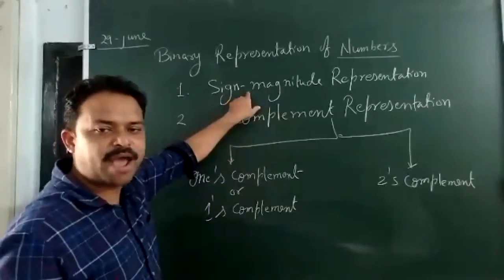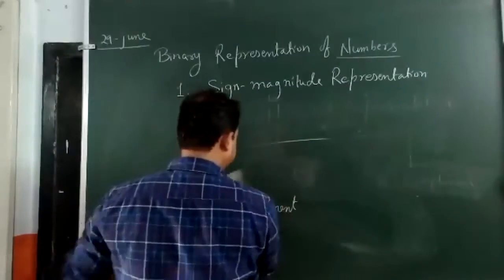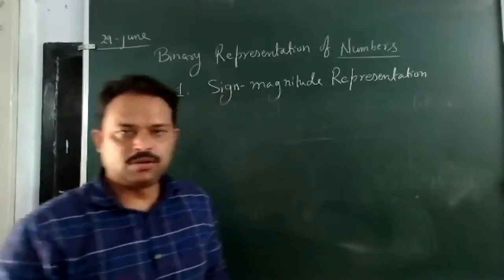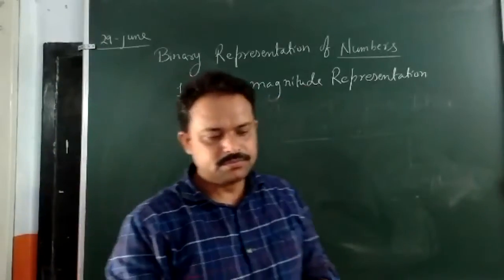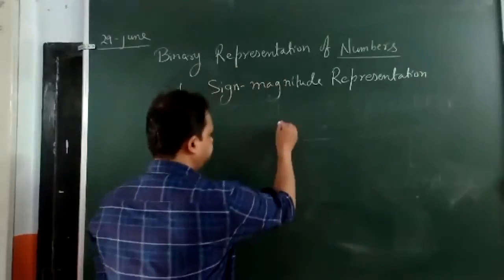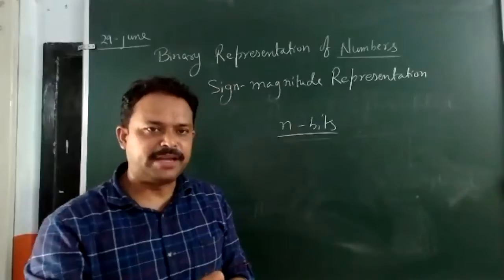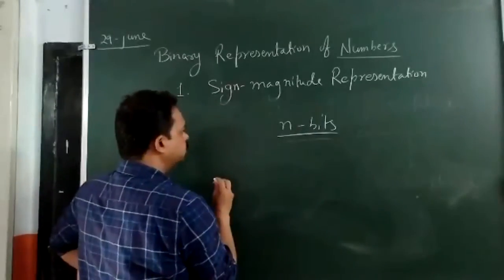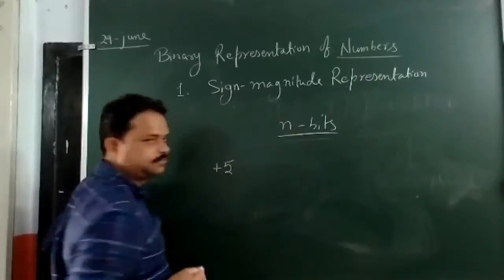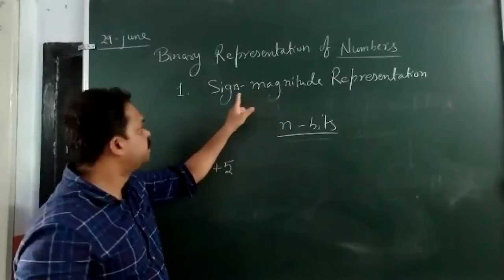Okay. So put a first heading, sign magnitude representation. See, if a computer is using n bits to represent any number, for example, if I say plus 5, how does the computer manage this plus 5? By using this method, sign magnitude representation.